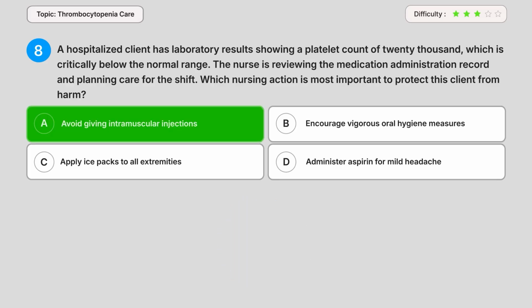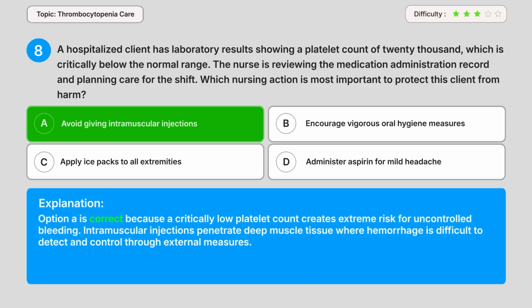Correct answer, A. Avoid giving intramuscular injections. Explanation. Option A is correct because a critically low platelet count creates extreme risk for uncontrolled bleeding. Intramuscular injections penetrate deep muscle tissue where hemorrhage is difficult to detect and control through external measures.